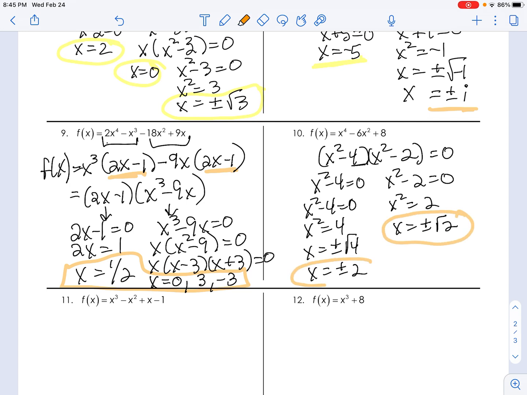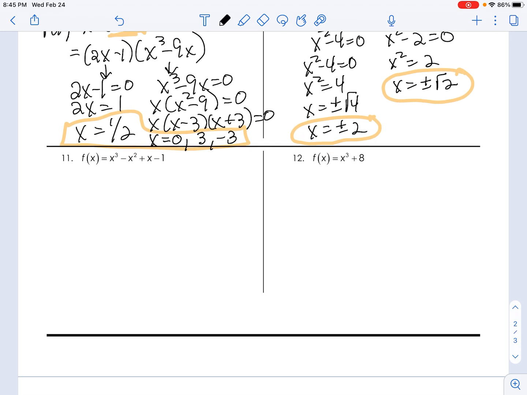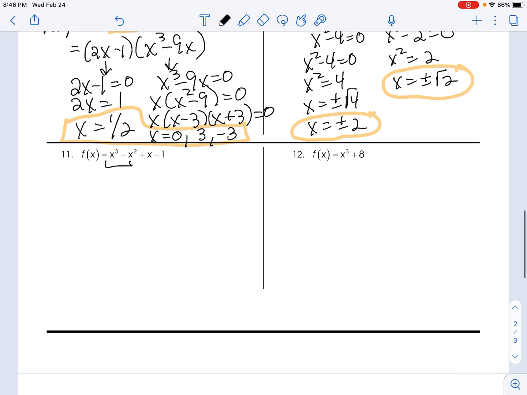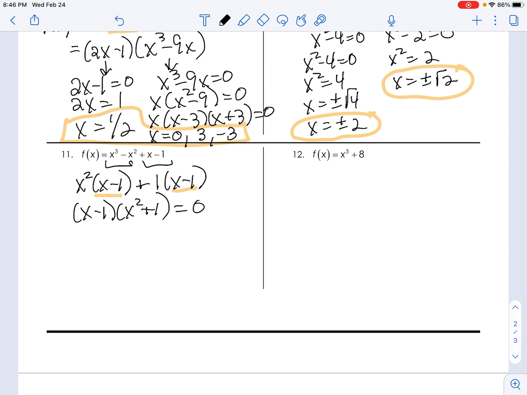So there you go. 2 zeros, 2 more zeros gives you your sum total of 4 zeros, because the degree of number 10 is 4. It's a quartic. All right, last two. x cubed minus x squared plus x minus 1. Factor by grouping. The first set has a GCF of x squared with an x minus 1. The second one, the only GCF is the number 1. There's your common binomial. So x minus 1 times x squared plus 1.